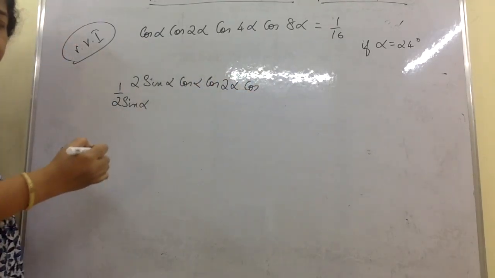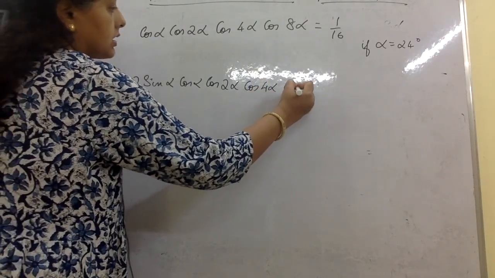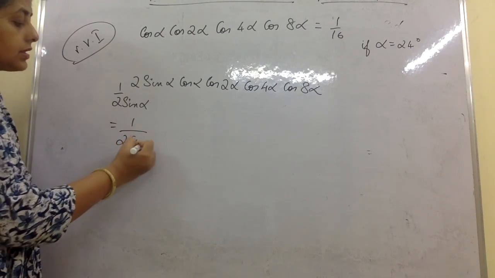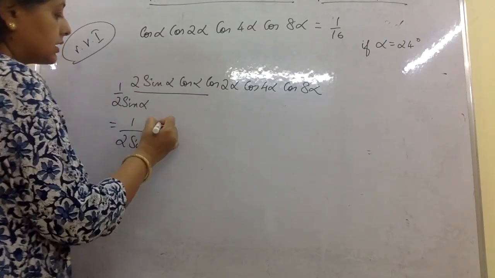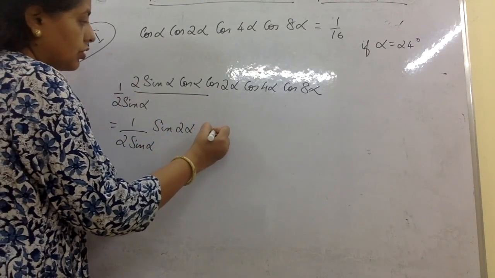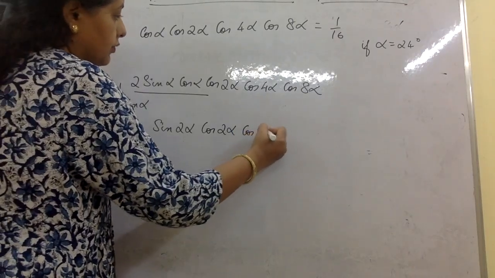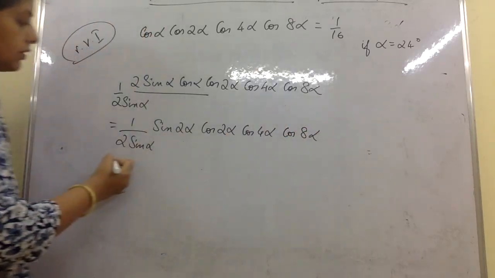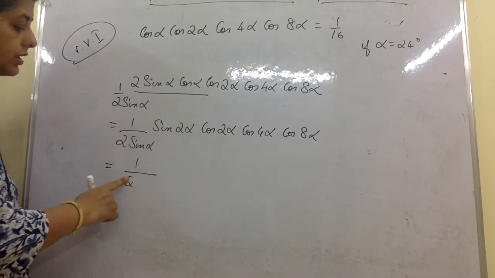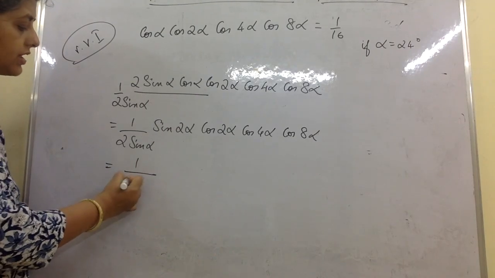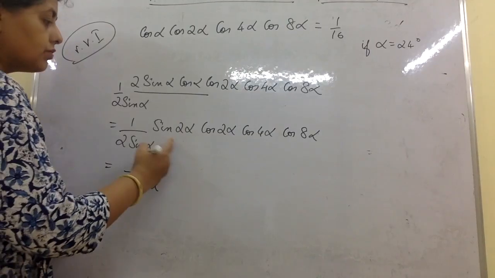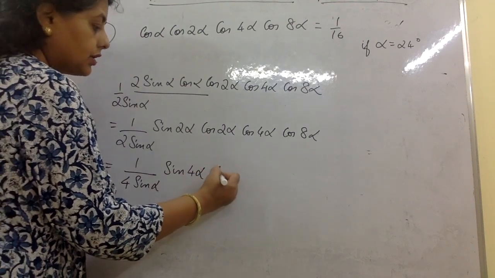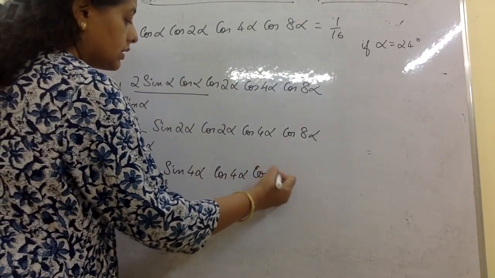Then cos alpha, then we are writing this, then copy the rest: cos 4 alpha, cos 8 alpha. As usual, then here I'll keep writing this sine alpha, then this much is sine 2 alpha, then cos 2 alpha, cos 4 alpha, cos 8 alpha. Again I'll divide with a 2. That makes it a 4 sine alpha. I will also multiply with the 2 here, that gives me sine 4 alpha. I missed one step. 4 alpha cos 8 alpha.